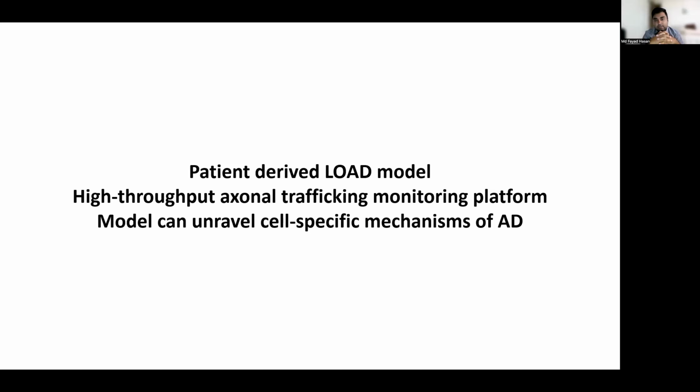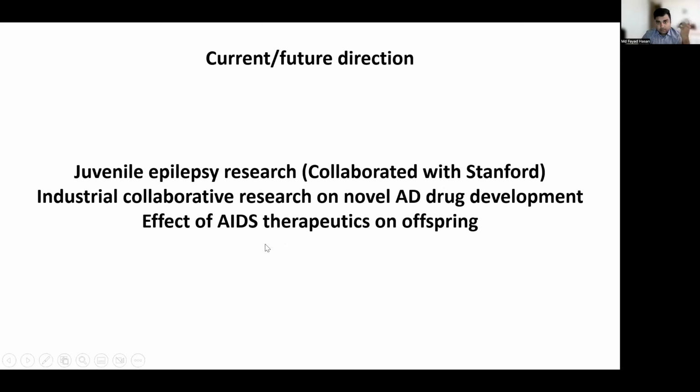And so the Alzheimer's patients are still kind of on vitamins and placebo kind of drugs. So we're thinking we have some good candidates and good leads. We'll work with these models to make a new drug for Alzheimer's disease. So the current and future direction of my work is, as I said, to model juvenile epilepsy research and also collaborative research on novel Alzheimer's disease drug development.